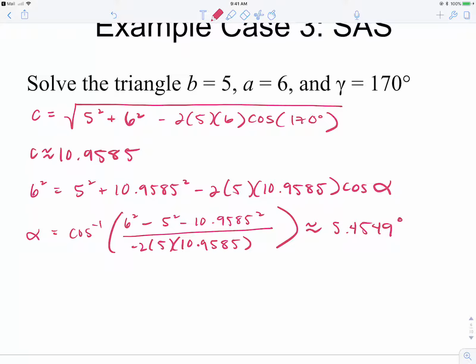Okay, we have all three sides. We have two angles. Now we can solve for beta, our remaining angle, using the fact the angles should sum to 180 degrees. Oops, 5.451 degrees.